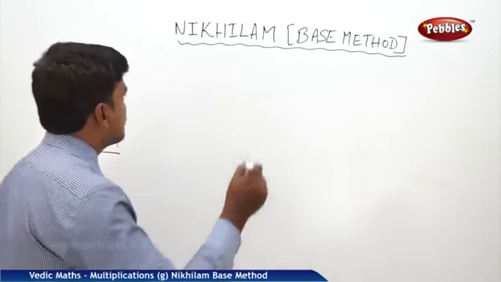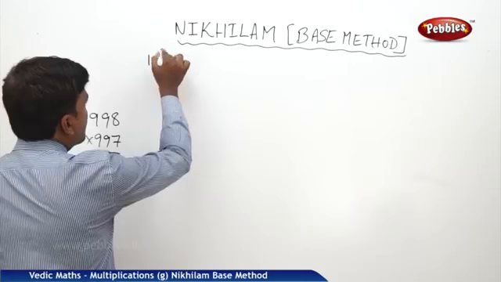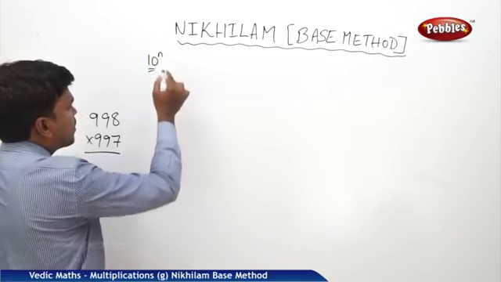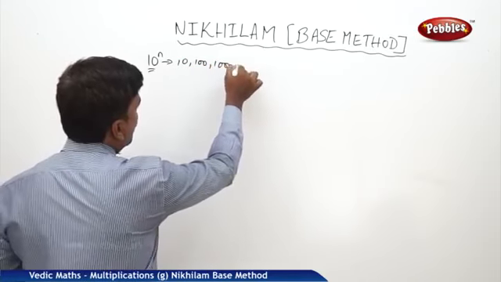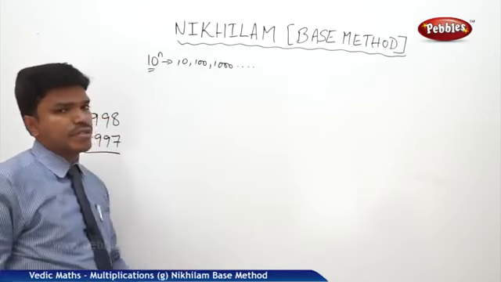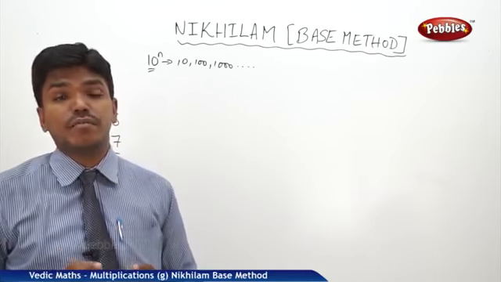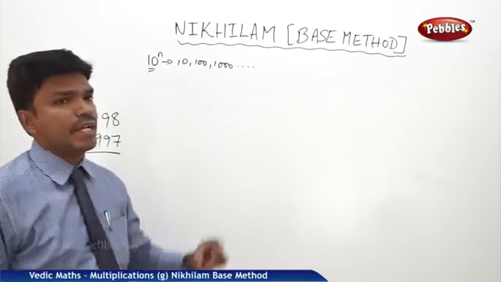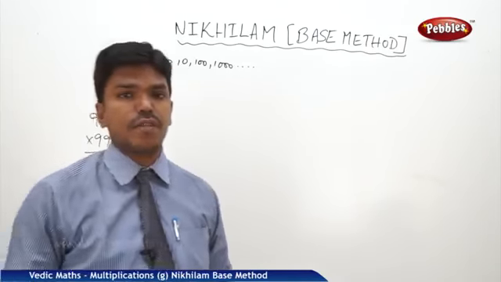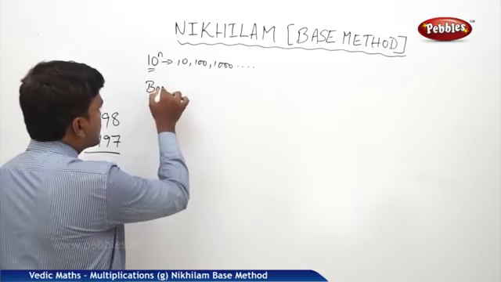Suppose, for example, generally we will take the base as 10 power n. What is 10 power n? 10, 100, 1000 and so on. So in the powers of 10 we are going to take the numbers as base, and the numbers which are very close to the base are very easy to calculate. Let us start with the base 10. First we will start with base 10.